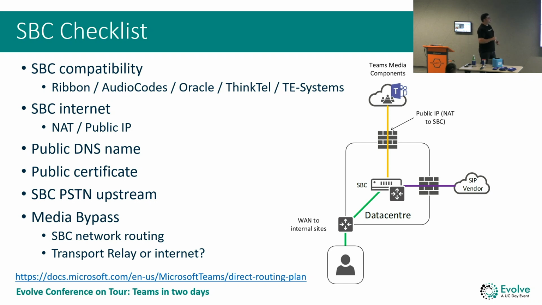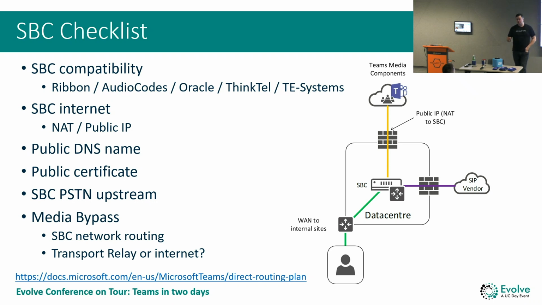So to be able to do direct routing, you need to have an SBC from these vendors. The primary 3, I guess, being Ribbon, Audio Codes and Oracle. This URL down the bottom here, if you search for planning direct routing, has an entire list that walks you through these things. So that has the SBC versions and SBC edition models and firmware versions that are supported for direct routing. You have to have some sort of internet connectivity for your SBC.